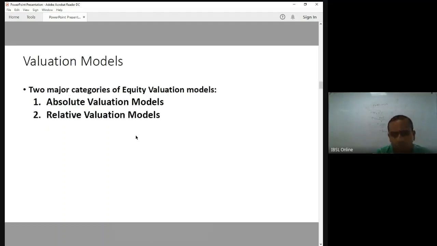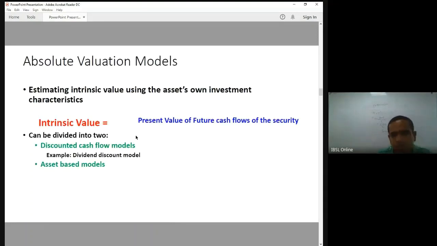Valuation models. There are two valuation models, absolute valuation and relative valuation models. Let's start off with absolute valuation models. It's about estimating intrinsic value using an asset's own investment characteristics. So the investment intrinsic value is the present value of future cash flows of a security.